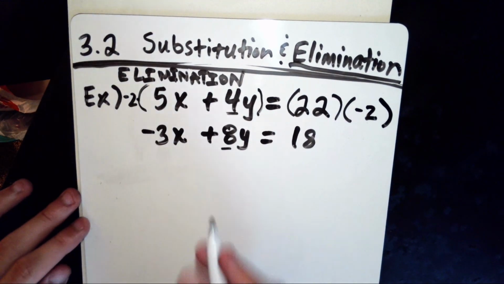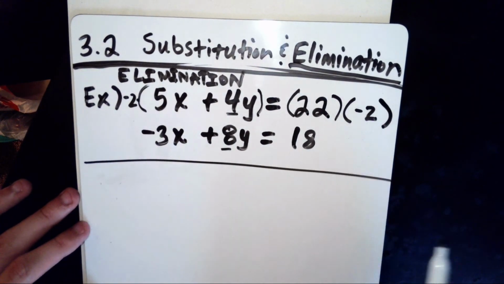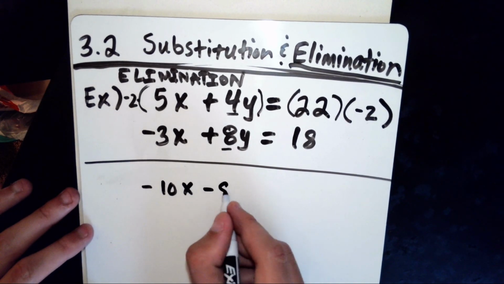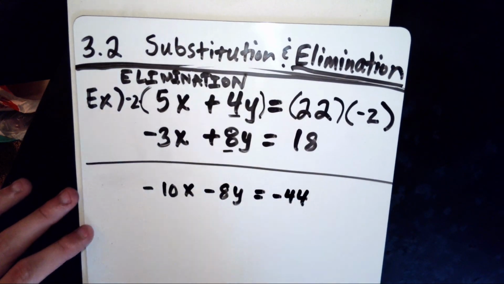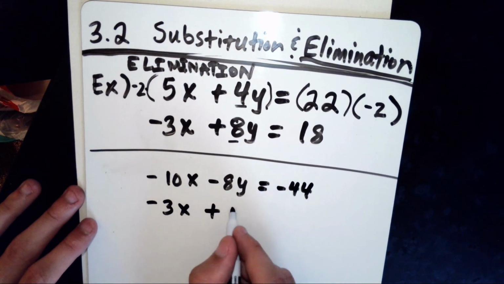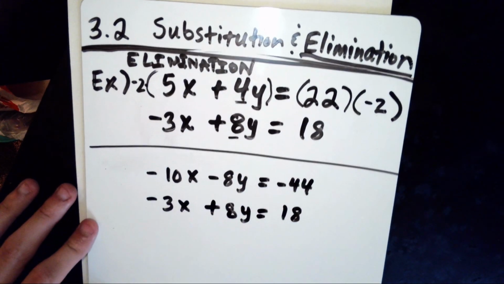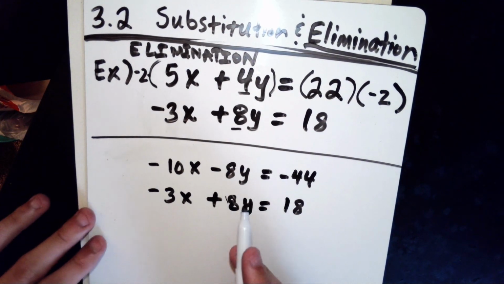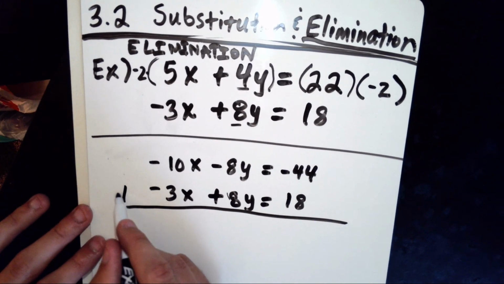Here's what this will do. It will take this equation and turn it into -10x minus 8y equals -44. And then the second equation is still the same. Minus 3x plus 8y is 18. Okay, so now notice these match up except they have opposite signs. So now we can just take these equations and add them together.